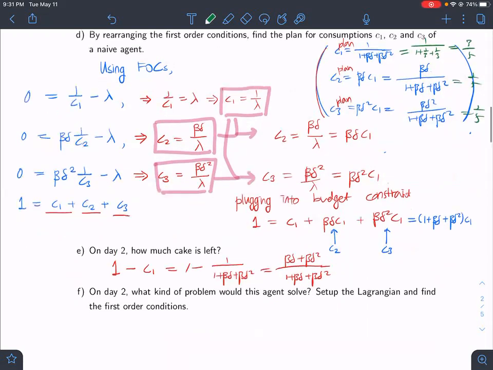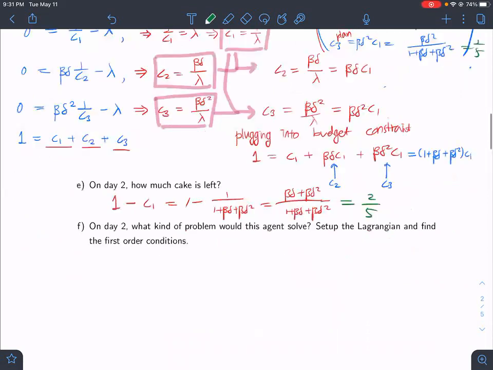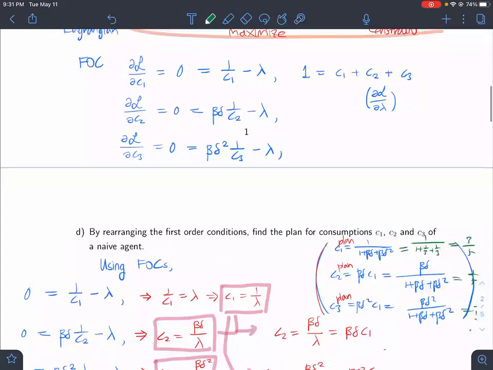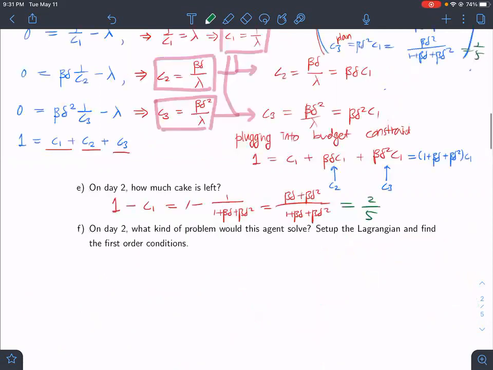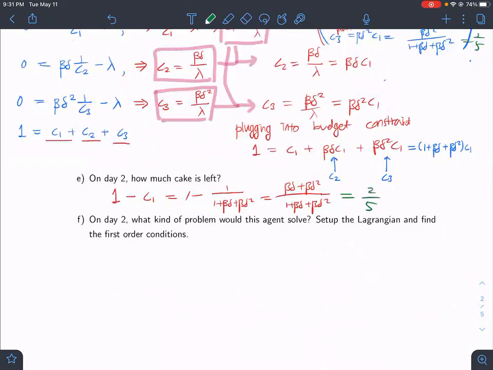And then how much cake is left? C1 was 3/5. So cake left for day 2 will be 2 over 5. So when you're facing this in the exam, because we have the numbers, like beta equals 1/3, delta equals 1, plug in those numbers first, which will make your life much easier. Let us think that I just solved for the general case for pedagogical purposes anyway.